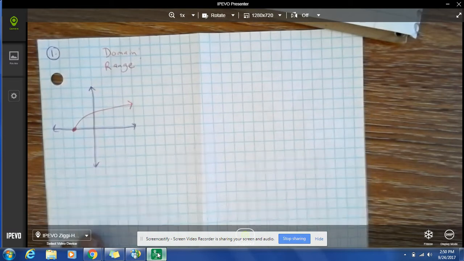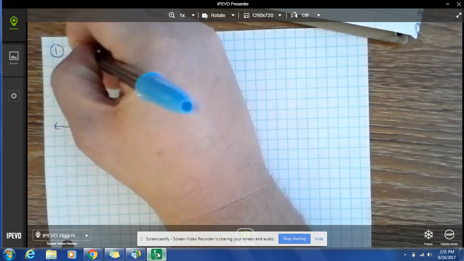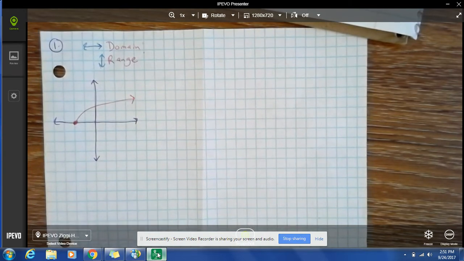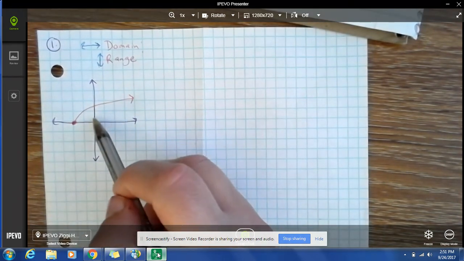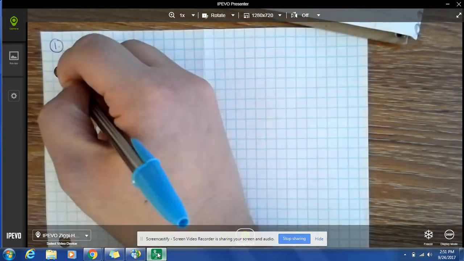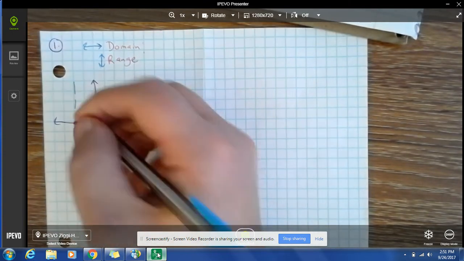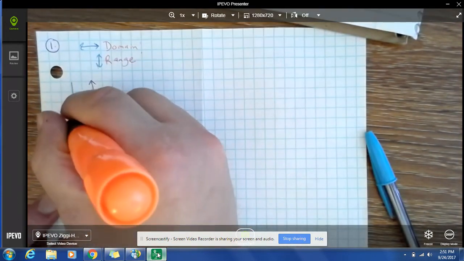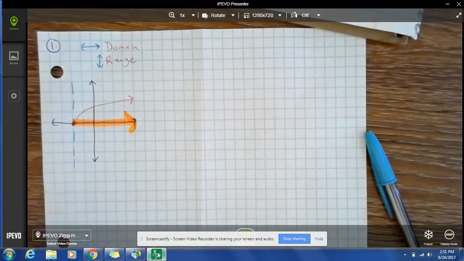So let us think, remember domain. Think of domain as how far to the left and right does it go, and range is how far up and down does it go. So looking at how far left and right this goes, well, let's see. It goes forever to the right, but where on the left does it start? It starts right here, at -2, and then it goes forever to the right.